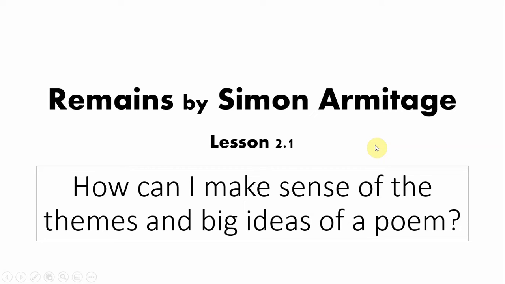This is lesson 2.1 and today we will be asking how can I make sense of the themes and big ideas of a poem. So we've thought about the meaning of the poem, we've got the ideas and the general story together, but now it's time to look a bit deeper to see the themes, the big ideas, the thoughts that were in the poet's head and the issues that Armitage wanted to deal with when he actually wrote this. So let's get straight into it.